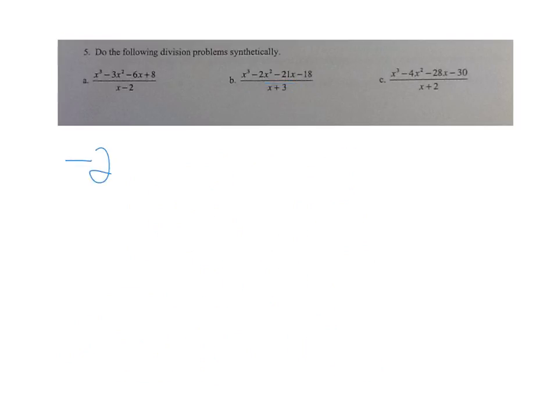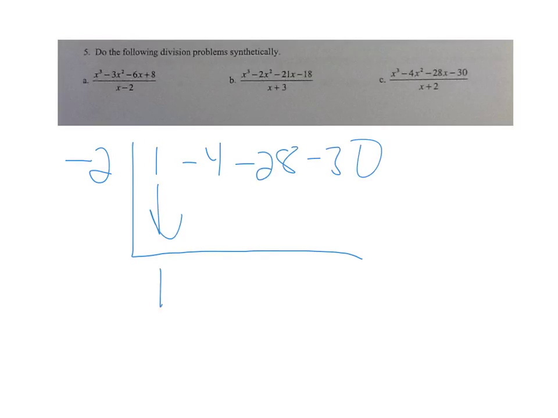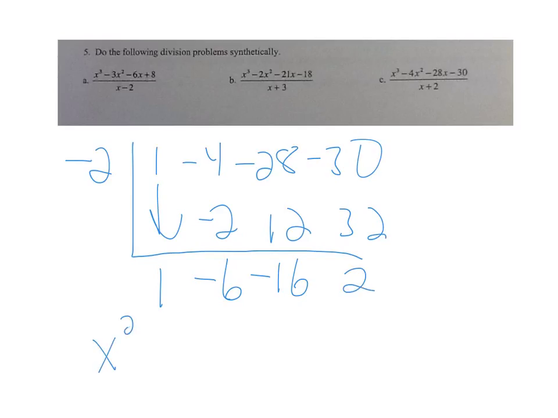So I'm going to write negative 2 outside because I changed the sign of the denominator. I'm going to write down all the coefficients. I'm going to bring down the 1. I'm going to multiply. I add. I multiply. I subtract here, of course. So what's that? Negative 16. And then positive 32 leaves me a remainder of 2. Not a factor, so 1x squared minus 6x minus 16 with a remainder of 2 divided by x plus 2.